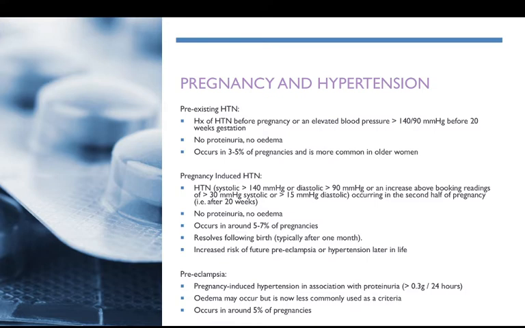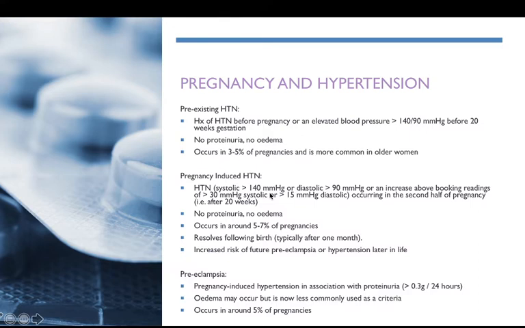The next condition we need to know about is pregnancy-induced hypertension. So this is high blood pressure, so a systolic of above 140 or a diastolic of above 90, or an increase above booking readings of more than 30 systolic or more than 15 diastolic. So say your blood pressure at booking was 110 over 90. However, now you're 25 weeks pregnant and your blood pressure is now 100, and actually that's not a good example because it would still be pregnancy-induced hypertension because it'd be over 150.